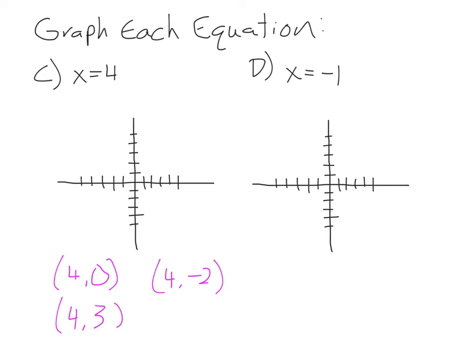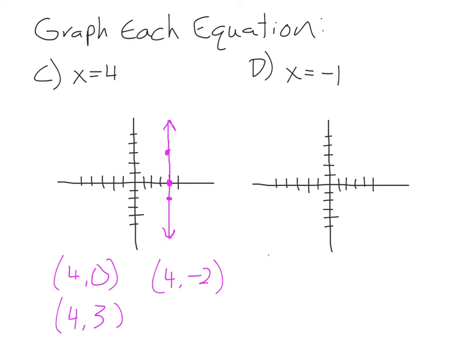Now if we plotted all of these points, 4, 0 would be right here. 4, 3 would go right 4 and up 3. 4, negative 2 would go right 4 and down 2. So this time we would have a straight line, and our straight line would look like this. All of the points that have 4 as an x-coordinate.